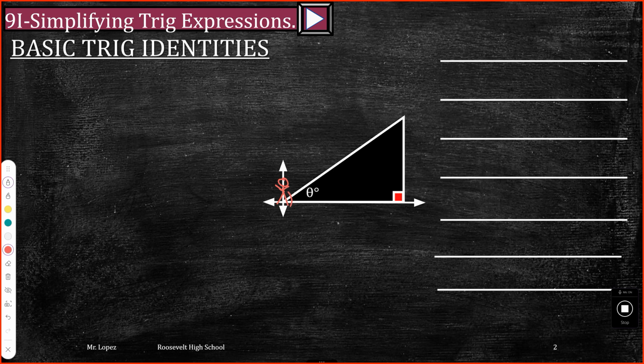Opposite of this theta is going to be little a, OPP. The one at the bottom, B, is going to be adjacent, ADJ. This one is called the hypotenuse, HYP. That's going to be C.